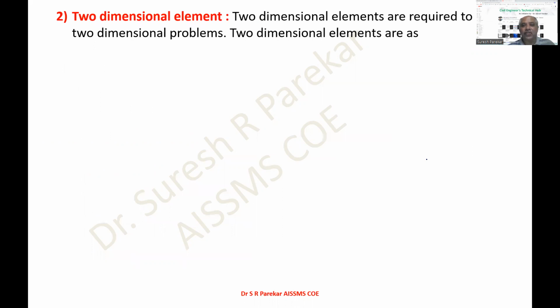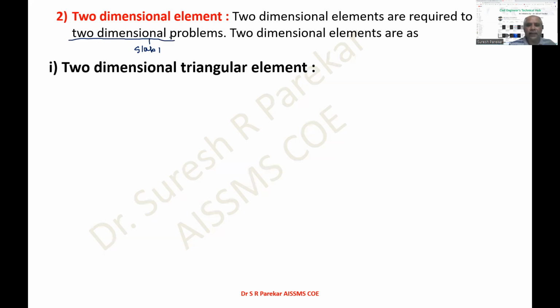Then we have the 2-dimensional element. 2-dimensional elements are required to solve 2-dimensional problems. Here we can have a slab or a thin plate. These are the members or models, I can say, where two dimensions are very large compared with the third dimension. In that case, the elements we have to consider are 2-dimensional elements. Now, 2-dimensional elements have 2 types: the triangular element and the rectangular element.